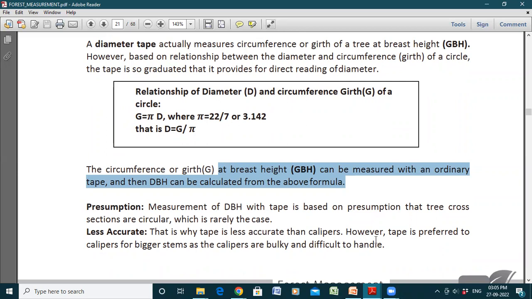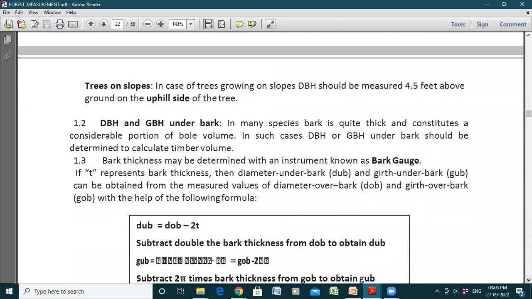So that is why the tape is less accurate than calipers. However, the tape is preferred to calipers for bigger stems, as the calipers are bulky and difficult to handle. If there is a big tree, or a bigger stem, we prefer the tape, although it is not accurate, because in that case you cannot use the caliper, as calipers are bulky in size and very difficult to handle.